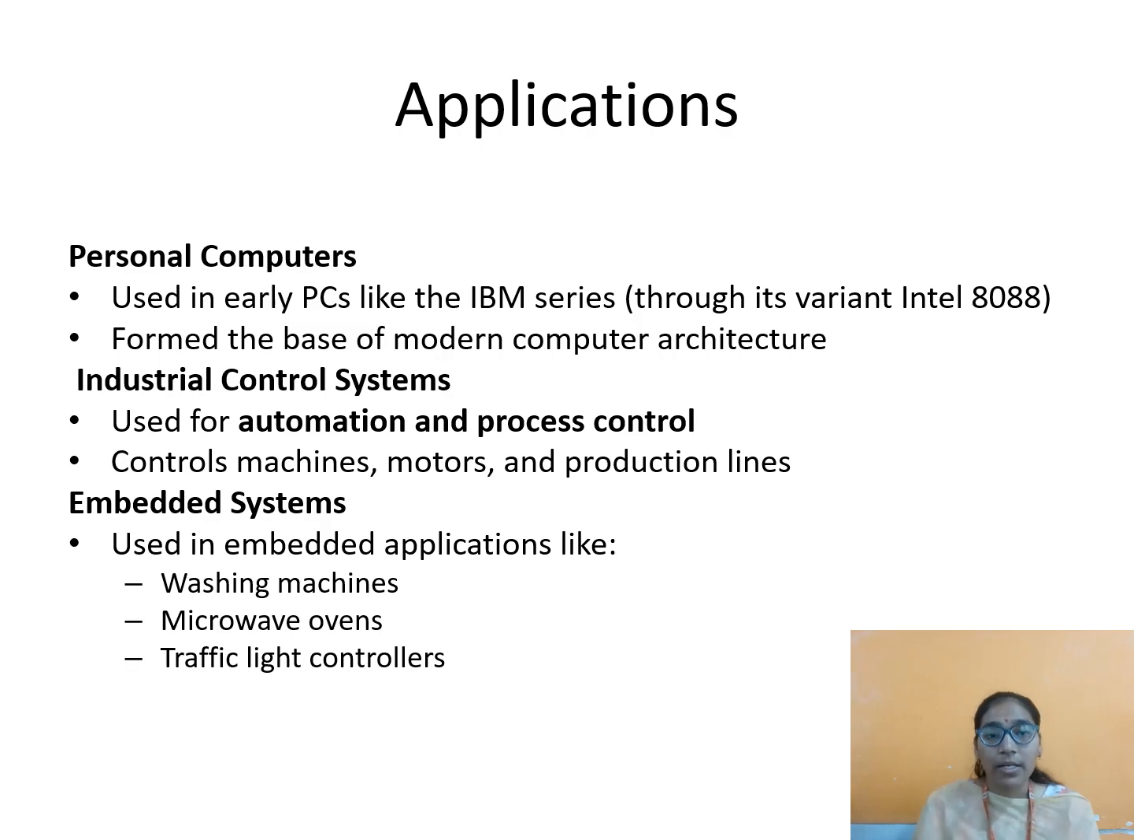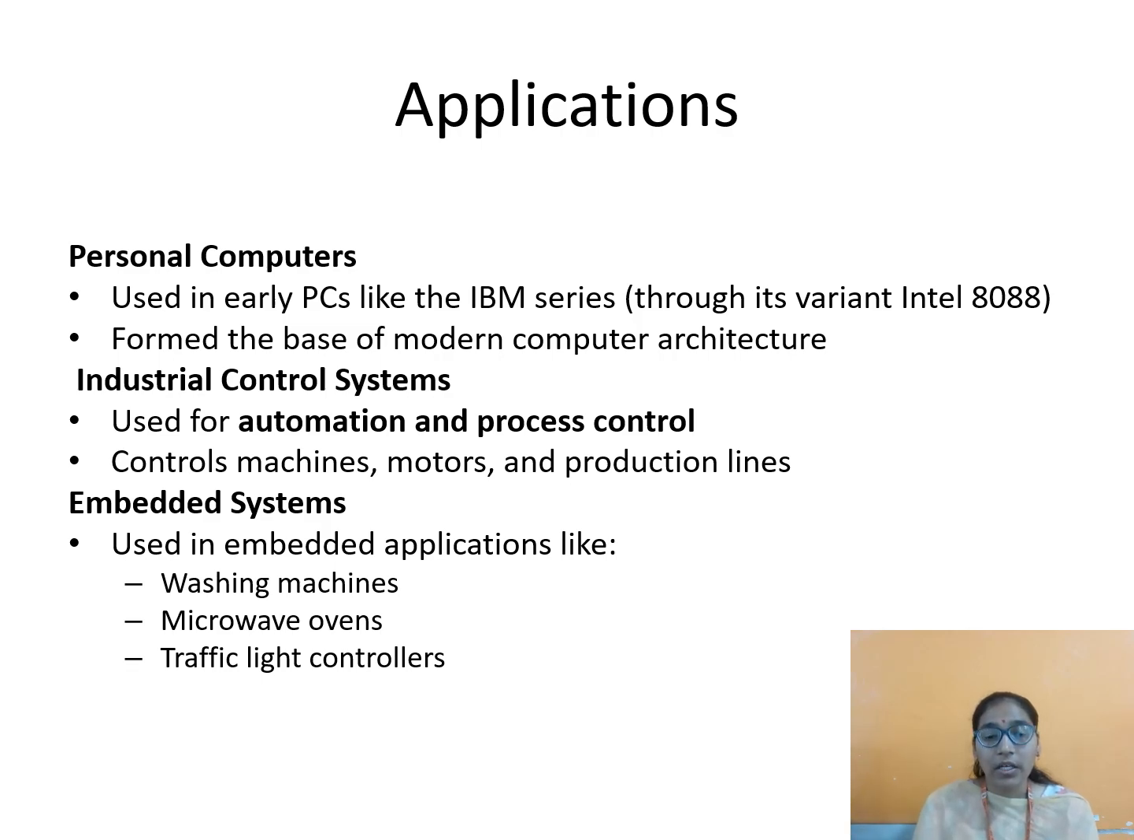Applications. The 8086 microprocessors are used in personal computers, industrial control systems, and embedded systems. In personal computers, it was used in early PCs like the IBM series, forming the base of modern computer architecture. Industrial control systems use it for automation and process control, like controlling machines, motors, and production lines.